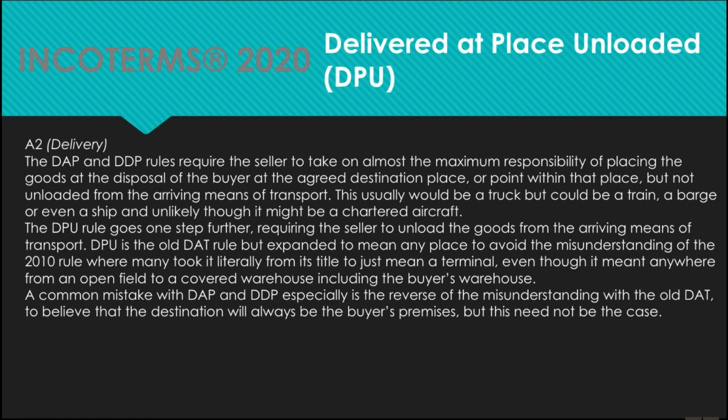A2. Delivery. The DAP and DDP rules require the seller to take almost the maximum responsibility of placing the goods at the disposal of the buyer at the agreed destination place or point within that place, but not unloaded from the arriving means of transport. This usually would be a truck, but could be a train, a barge, or even a ship, and, unlikely though it is, it might be a chartered aircraft. The DPU rule goes one step further, requiring the seller to unload the goods from the arriving means of transport.